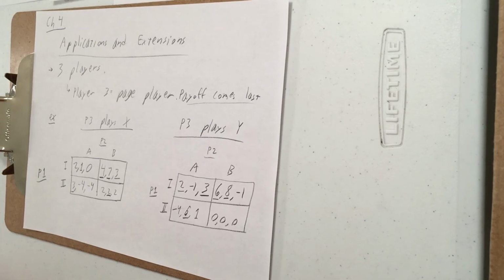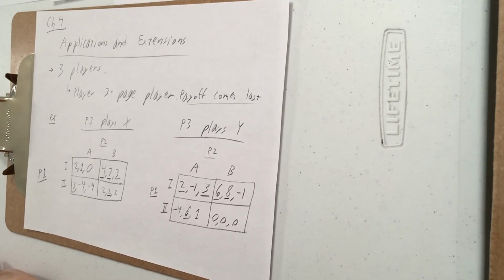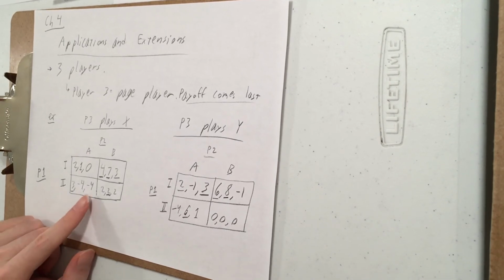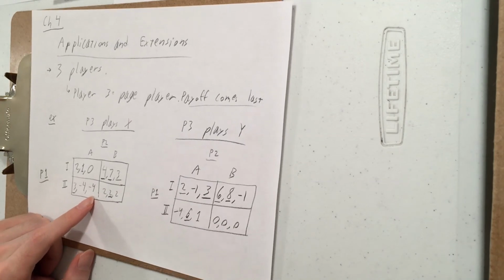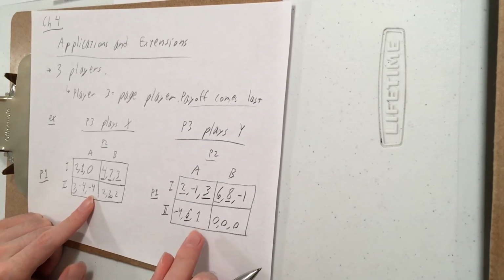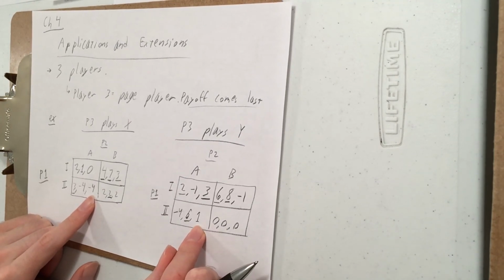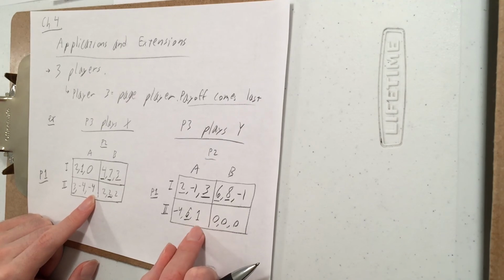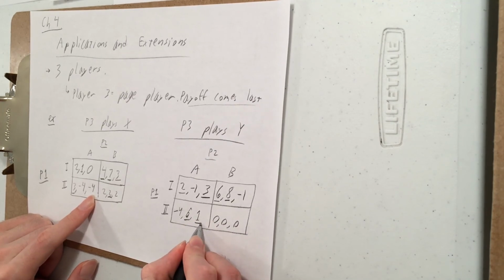So hopefully you're starting to see the pattern by now. If player 1 plays II and player 2 plays A, we could be over here if player 3 plays X, or we could be over here if player 3 plays Y. Player 3's payoff comes last. Compare the final numbers, and you see that 1 is bigger than -4, so we underline the 1.